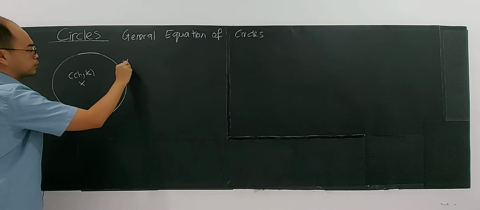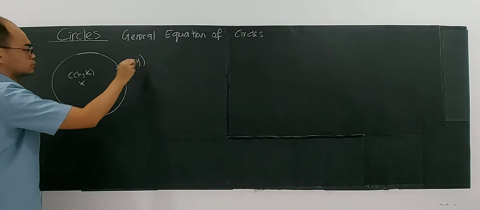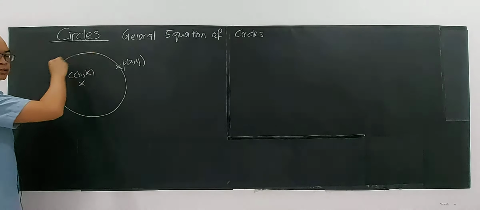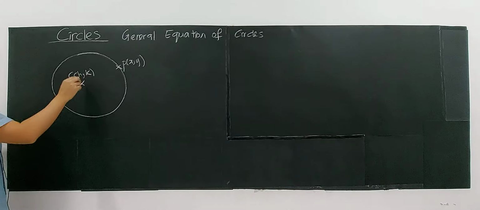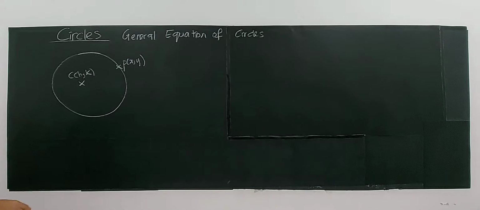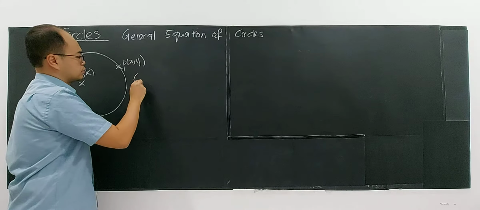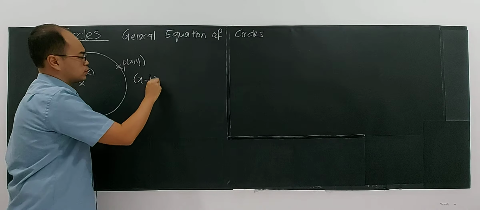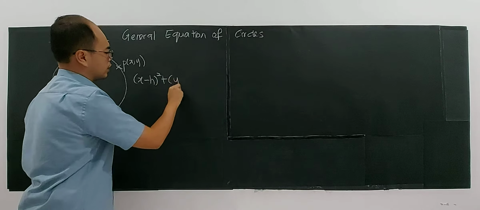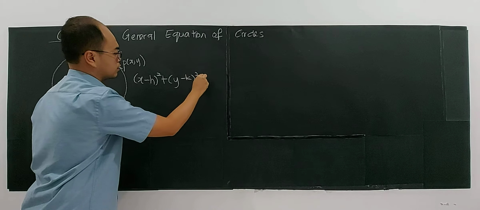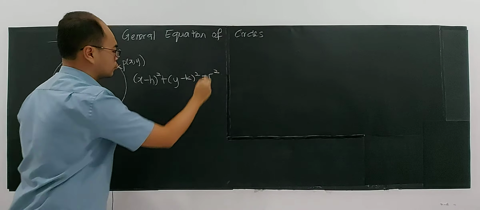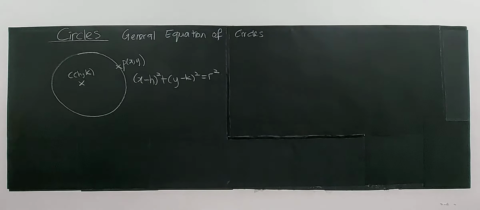P is a point on the circle, and P is moving, it's changing, it's a locus, right? The standard equation is already derived to be (x minus h) squared plus (y minus k) squared equals r to the power of 2.